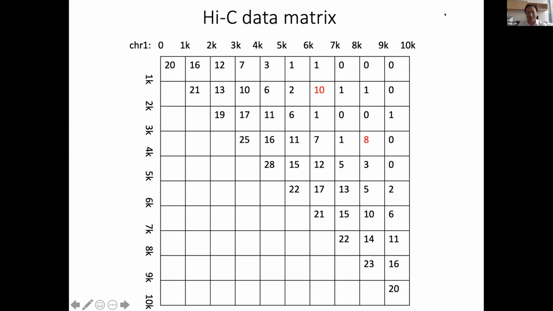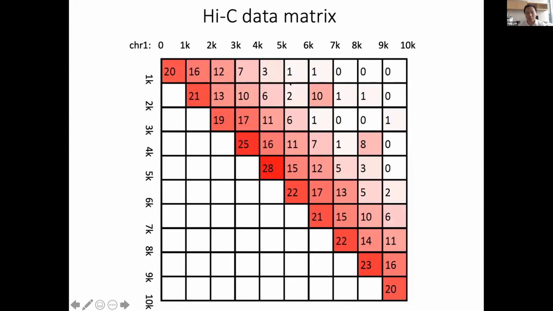Anyway, so of course we can organize the Hi-C data in this data matrix. 10 here means you have 10 reads from a Hi-C library, where one end mapped to the 1 to 2 KB region and the other end mapped to the 6 KB region. The bigger the number, the more likely these two regions are located close together in 3D space. And then we can represent Hi-C as a heat map. The Hi-C map is actually symmetric, which is why you see Hi-C represented sometimes as a square, sometimes as a triangle.